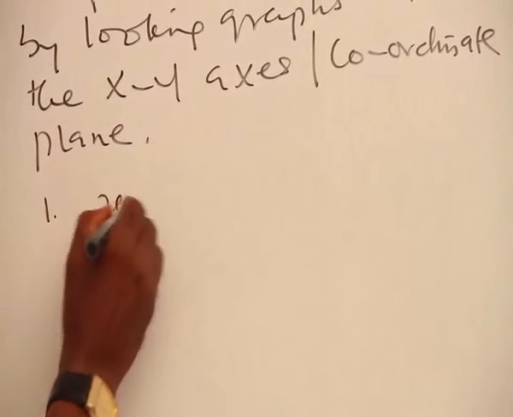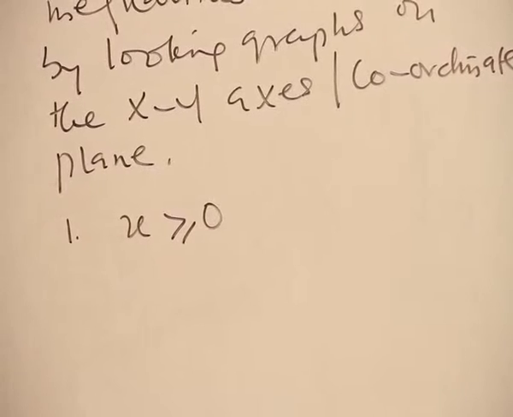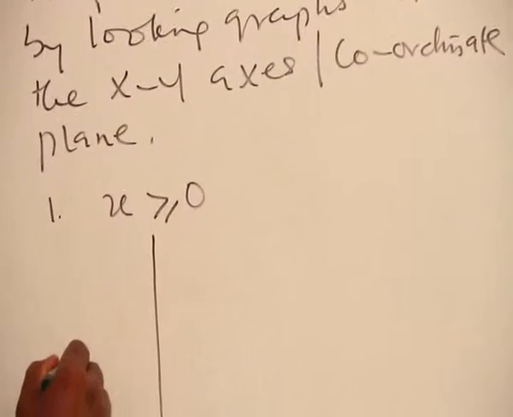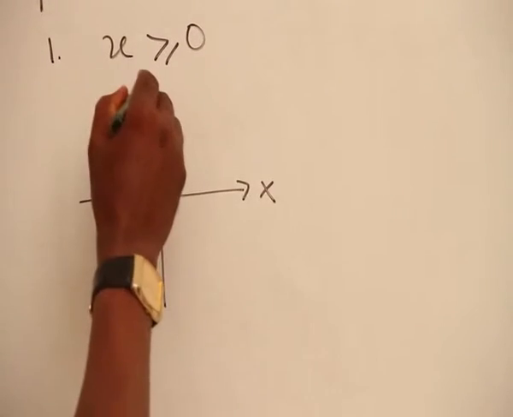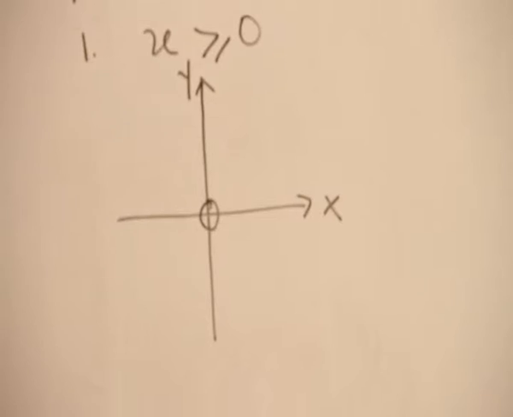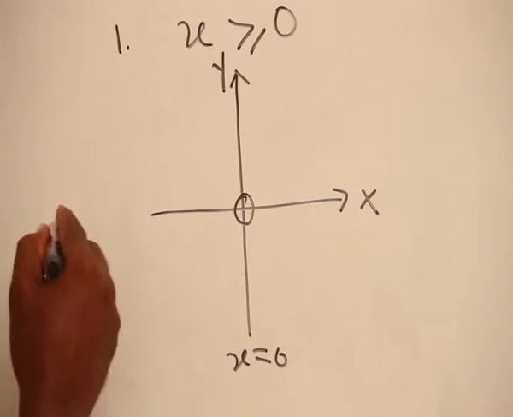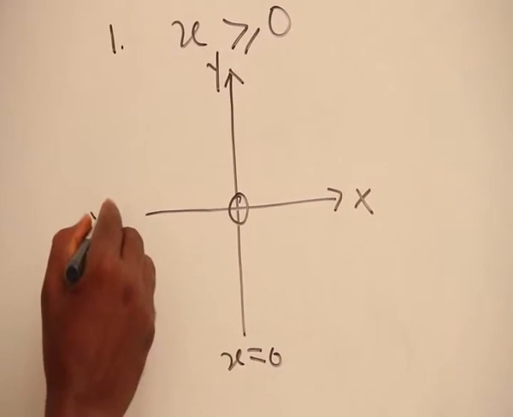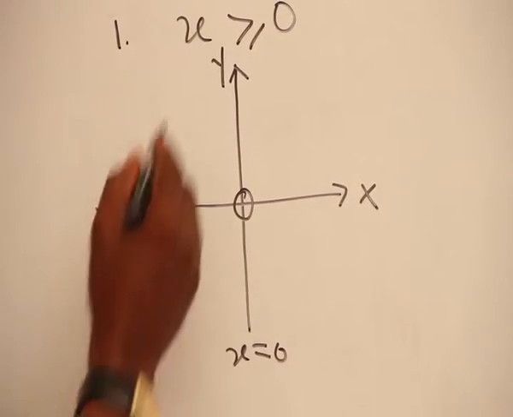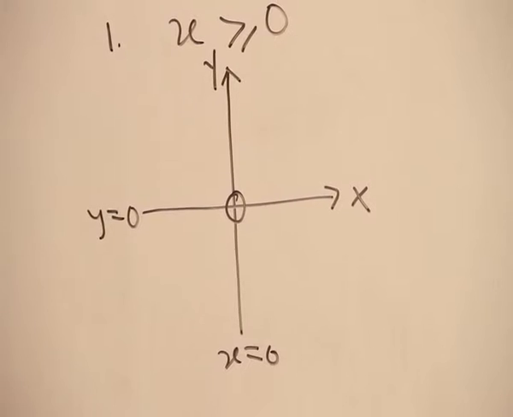The first one is giving x greater than or equal to 0. We can represent this graphically. That means we have this is our x-axis, this is our y-axis, and this is the origin. The equation of the vertical line is x equal to 0, while the equation of the horizontal line is y equal to 0. Having said that, we have x equal to 0 as the vertical line. This is the equation.